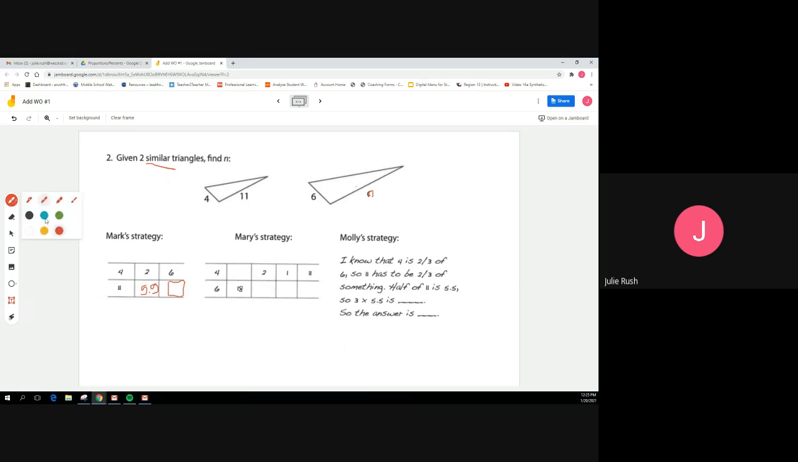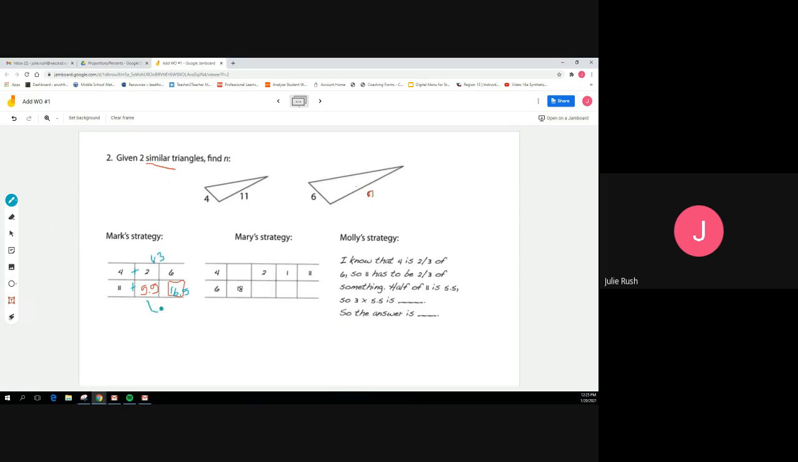Then to get to 6, he added 4 plus 2, and then 11 plus 5.5. And that gives us 16.5 when we add. You could also say, oh, well, 2 times 3 gives us 6.